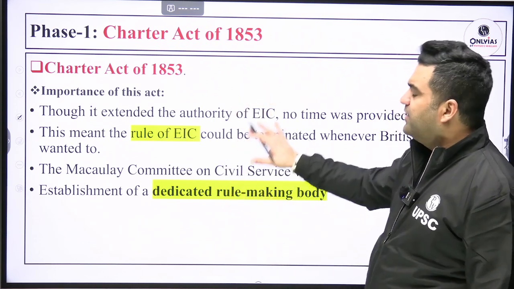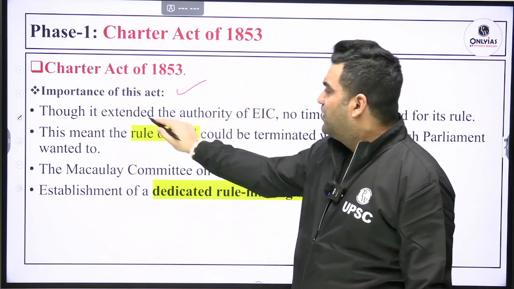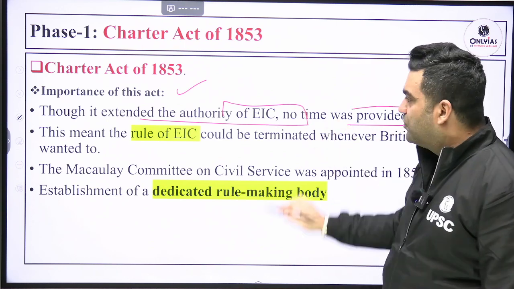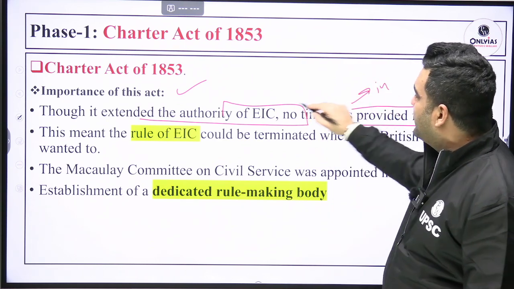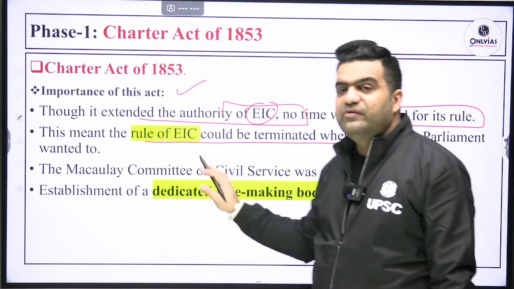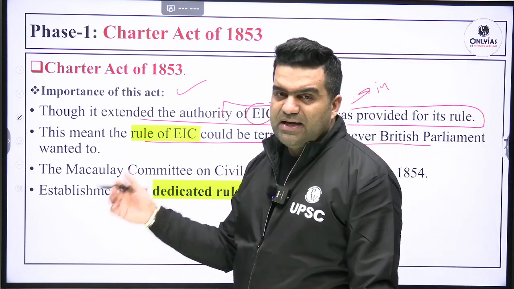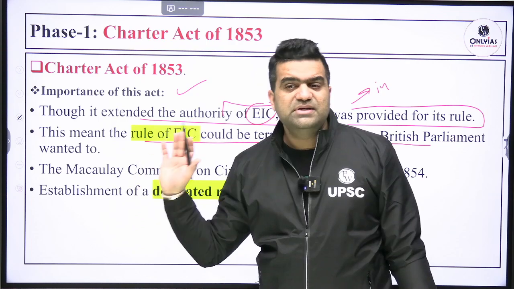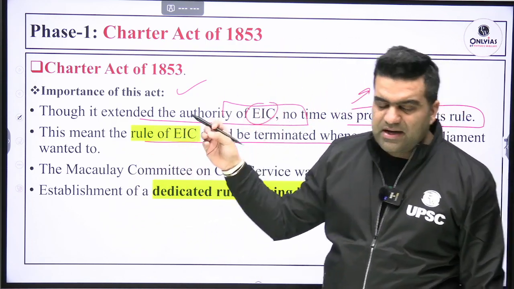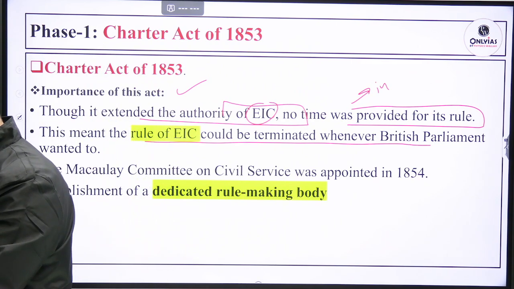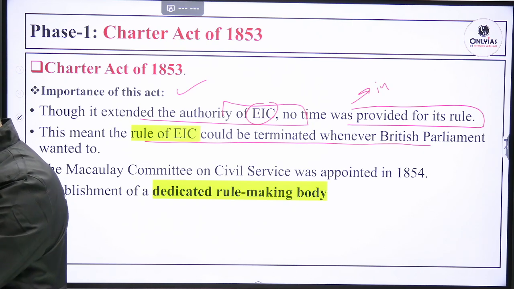Some of the important contributions of this act were: though it extended the authority of the East India Company, no time was provided for its rule, no indefinite time. So it kept the company on tenterhooks. This meant that the rule of the EIC could be terminated whenever the British Parliament wanted to. It's not that the company would not be there. Please don't get confused when I say that East India Company is gone. The company is created by the act of Parliament, so that company will always be there. But the control of the company over the political and administrative affairs of India was gone.